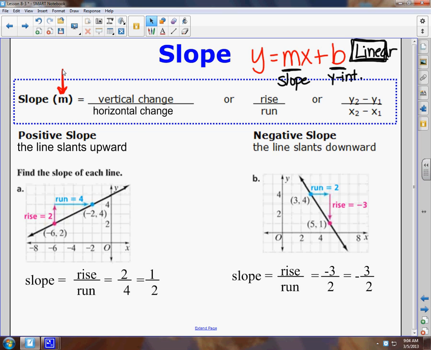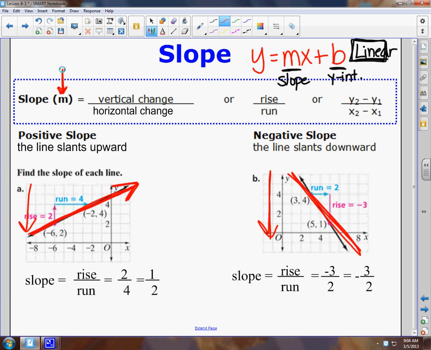So, if it has a positive slope, it means if I read it from the left to the right, it's going up. If I start over here and it's going down, that means it has a negative slope. The line slants downward or the line slants upward.